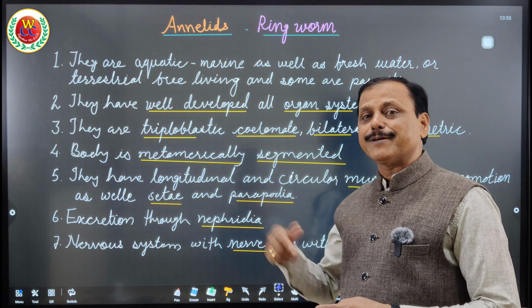Although it is not a part of the syllabus or not to be mentioned in this, you should just know that there are three types of nephridia. Next point is they have a well-developed nervous system, they have a brain, they have a nerve ring with an extended nerve cord.